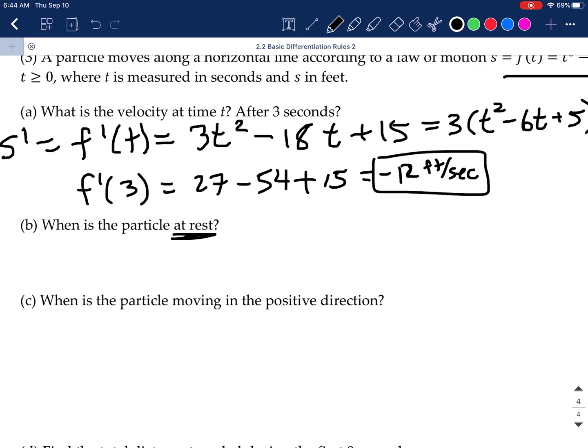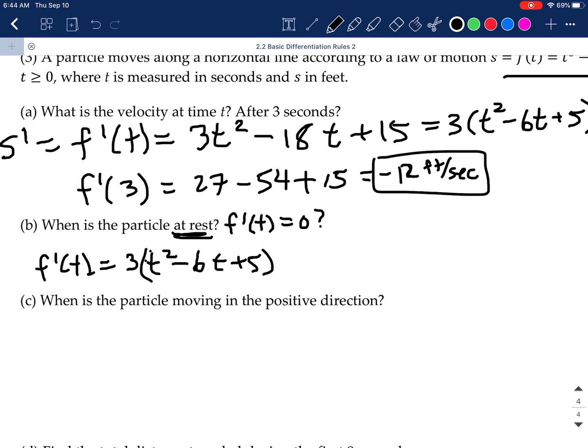So at rest is kind of the key word there. If your particle is at rest, what is the velocity? The velocity is 0. All right, so at rest is asking, when is f prime of t equal to 0? And note we've factored our f prime of t as 3 times t squared minus 6t plus 5 equals 0.